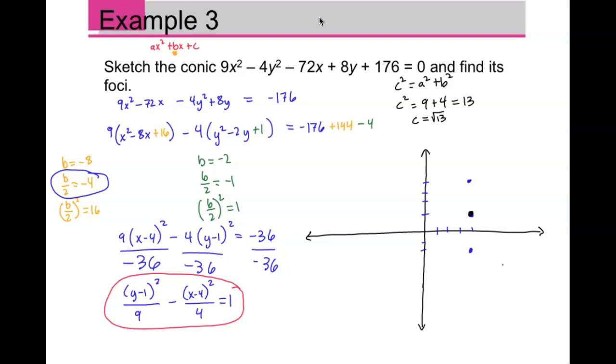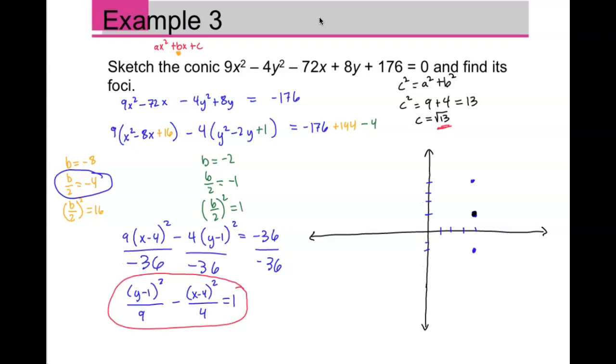The foci should be outside those because we want the branches to wrap around the foci, right? So the foci are going to be on that vertical axis. And c is root 13. So the x-coordinate of both foci will be 4. But the y-coordinate will be the y-coordinate of our center plus root 13, because c is the distance from the center to a focus, right?